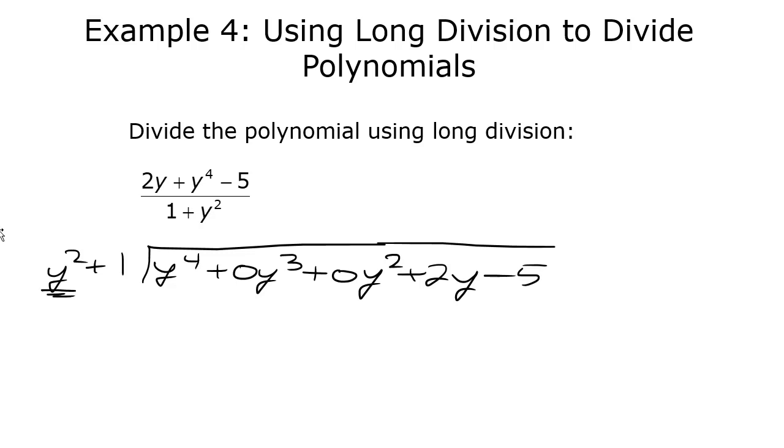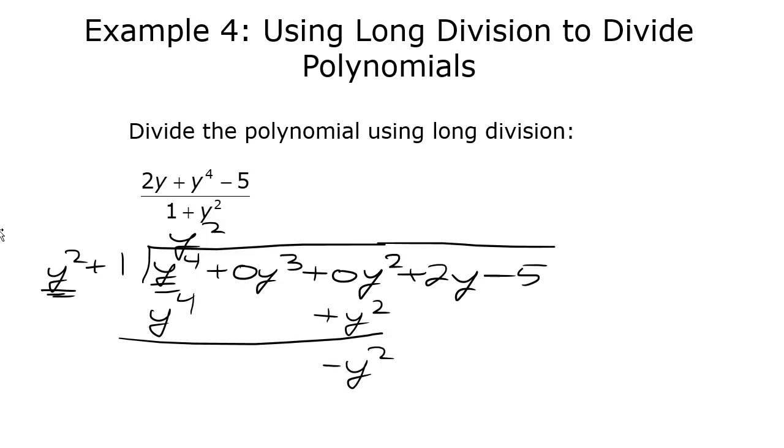And so now, again, first thing, well, that goes in there, y squared. y squared times everything gives me y to the 4th plus y squared, I'm going to put it over here, plus y squared, right? You want to stack up the like terms. All right, subtract, right? You can change signs and add, but this goes away, and then 0 minus this, so I have minus y squared.